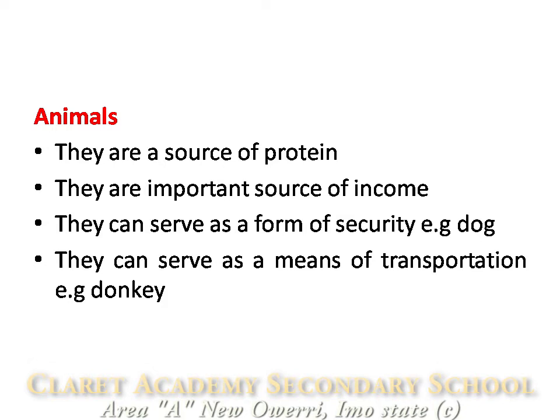Animals can also provide some form of security. Examples are dogs. Some dogs are being trained as security dogs. Animals can also be used as a form of relaxation. So we move over to the characteristics of living things.